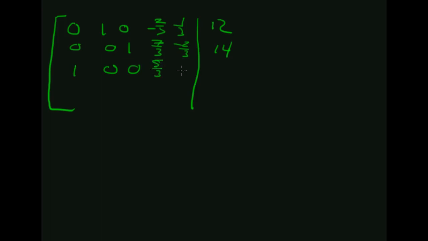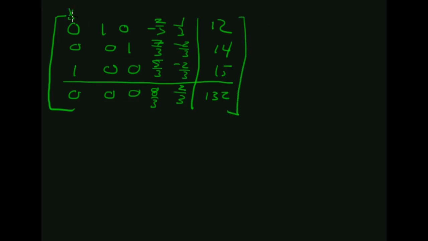5/3, negative 2/3, and 15. And the bottom row comes out as 0, 0, 0, 8/3, 2/3, 132. Okay, so these columns are still x1, x2, s1, s2, s3.